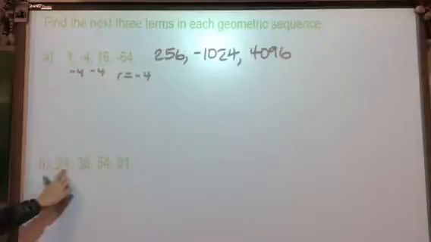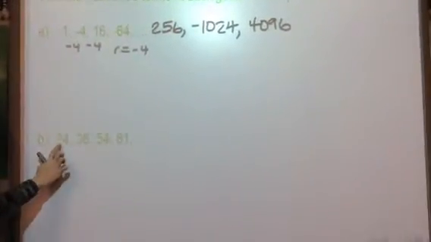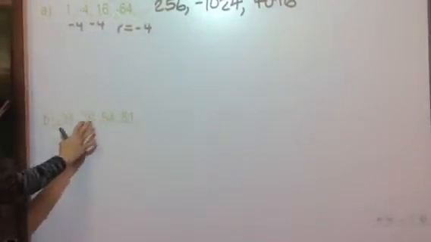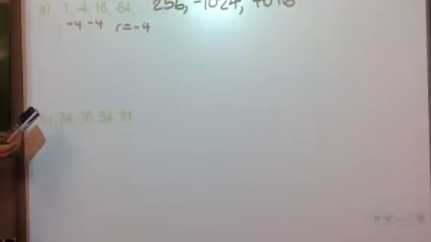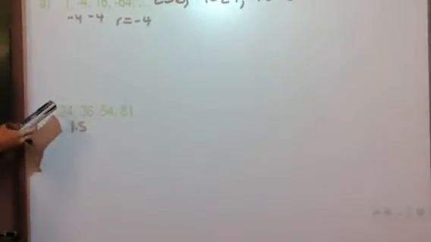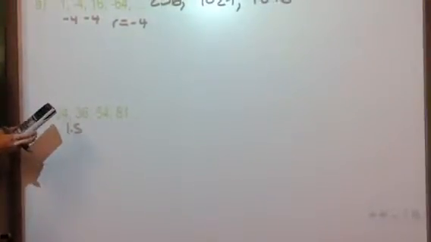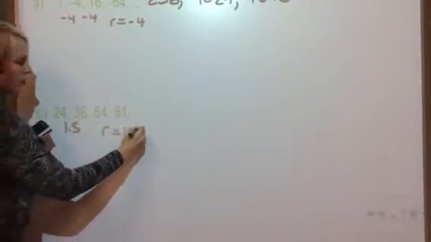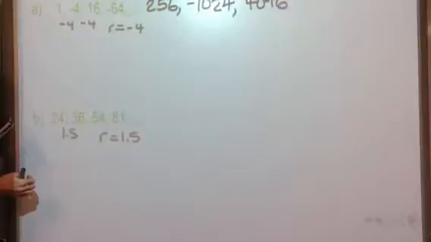I move on. So let's try B. This one's a little different because I can't just look and obviously see what my next term would be by multiplication. So I'm going to take 36 divided by 24, and I get 1.5. So I'm going to go ahead just to see, if I take 36 times 1.5, do I get 54? And yes, I do. So I know that my common ratio is 1.5.